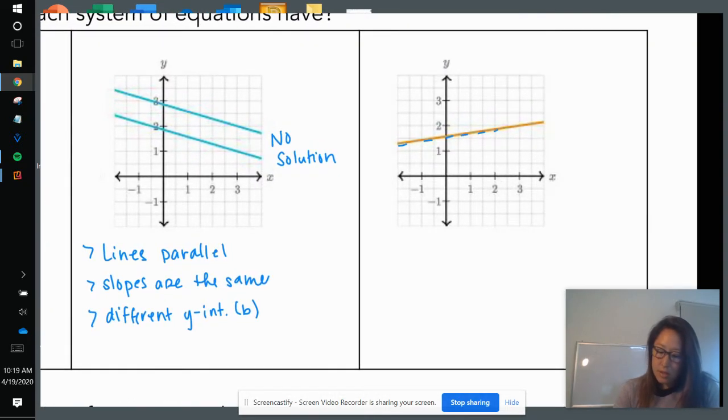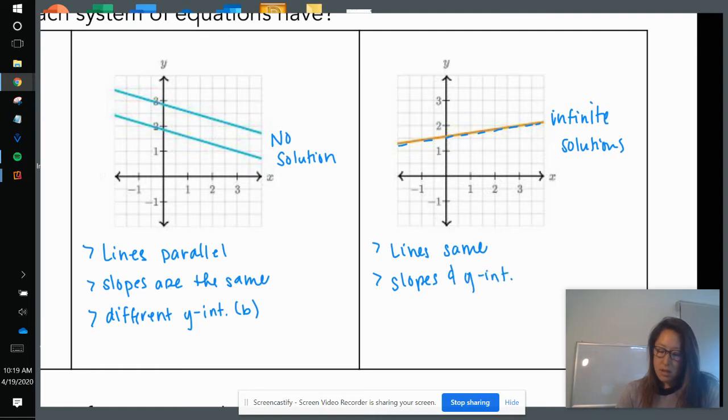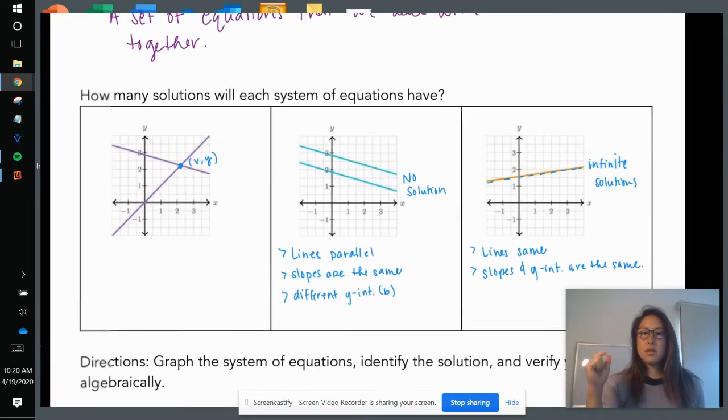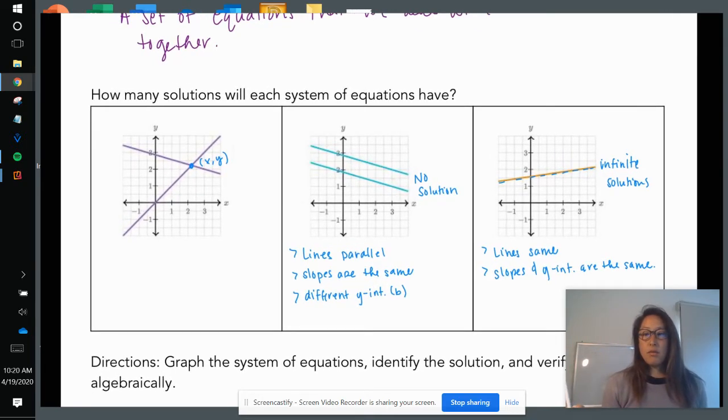Okay. The next one, this is actually a system where we have two lines, one on top of each other. So every ordered pair is the same. So this is infinite solutions. And this is when the lines are the same. Okay. And that means that the slopes and y-intercepts are equal. Okay. So three different situations we can have. We'll have an ordered pair as a solution. The system could have no solutions, or it can have infinite solutions.